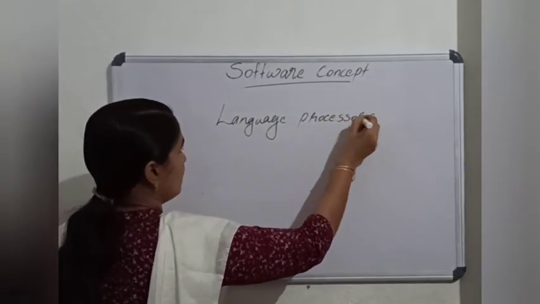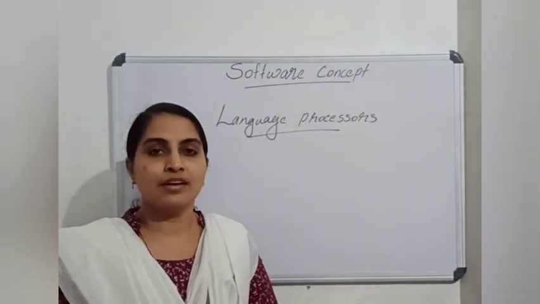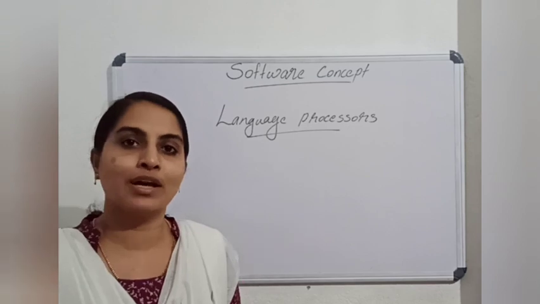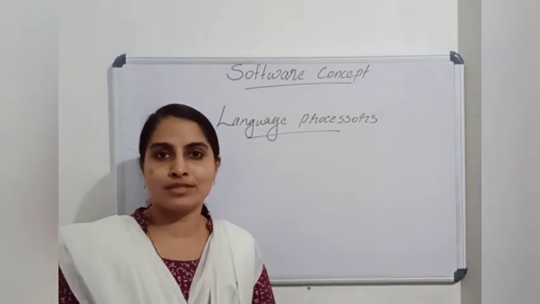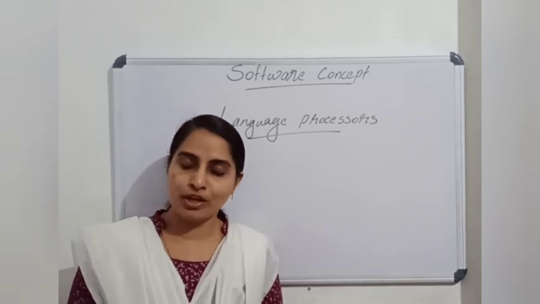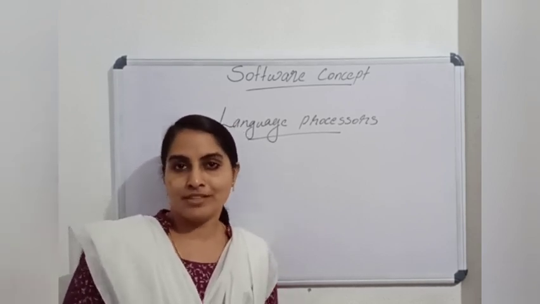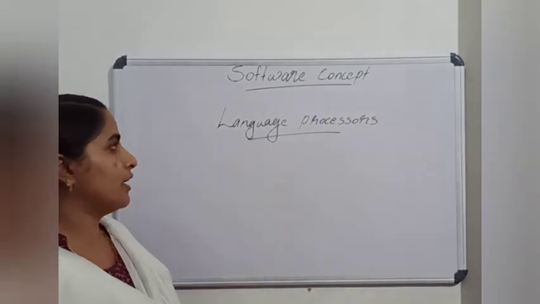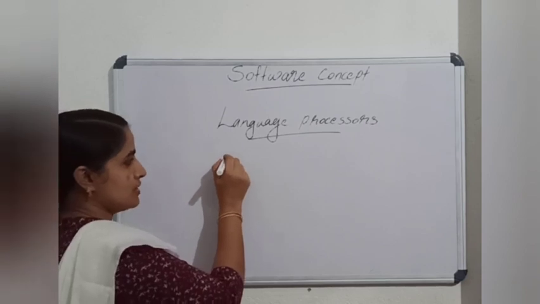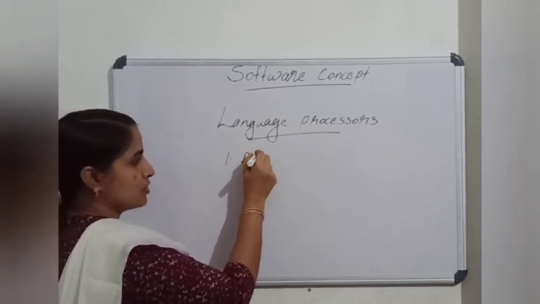So before learning about language processors, can you say what a computer language is? To communicate, we use some language. In the same way, to communicate with a computer, we need some languages. We will see the history of computer languages. At the very beginning, there was only one language, that is machine language, or we can call it binary language.